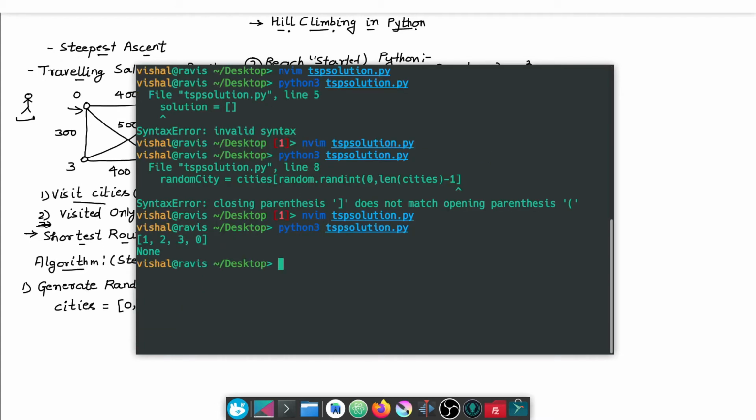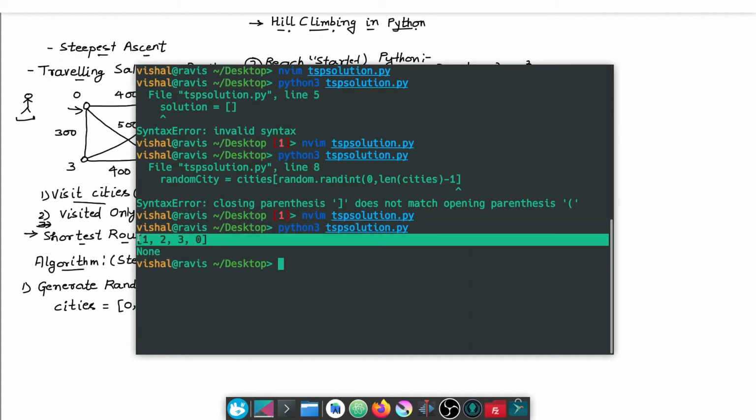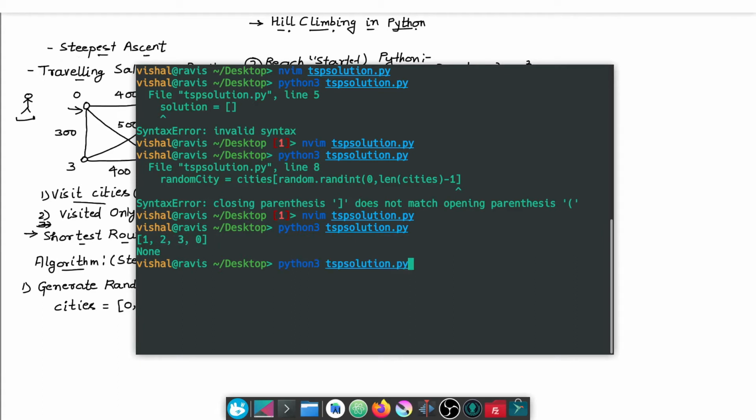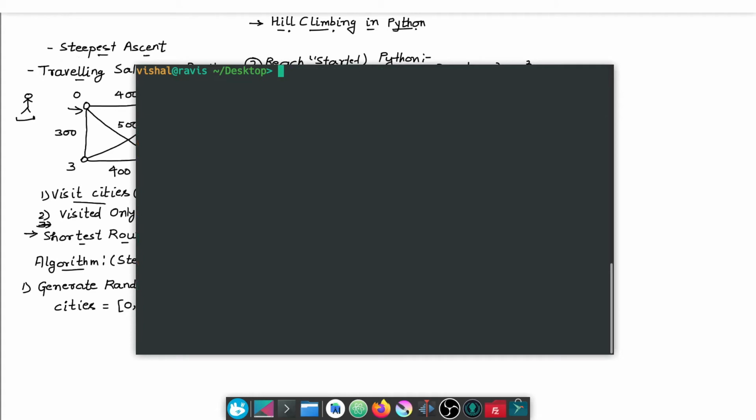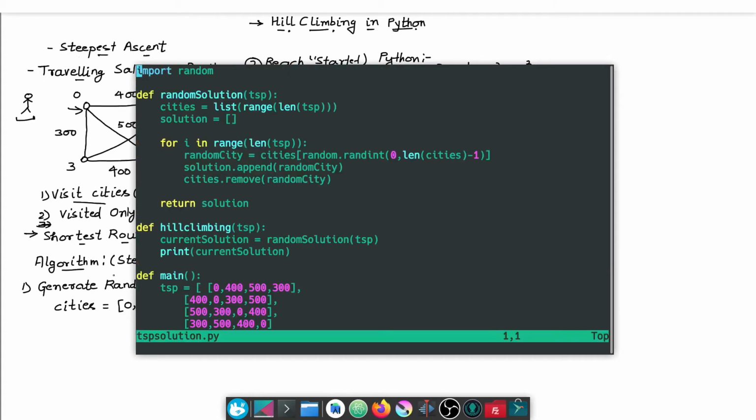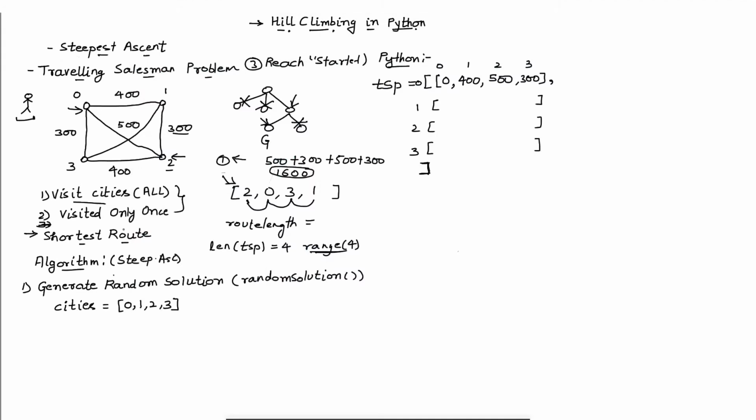So now you can see that it has picked up this as a random solution, right? So it is displaying a random solution 1 2 3 0, and every time you run this program it is going to pick up a random solution. So you can check by running this again, right? So now you can see it is again generating a random solution of cities, right? So this is our first step, where we actually define the first part of the algorithm, which is to generate a random solution.